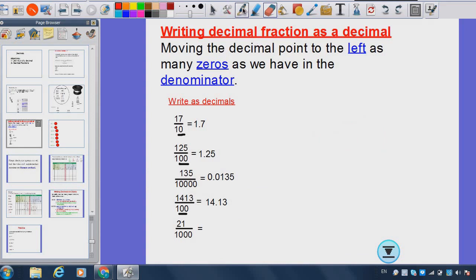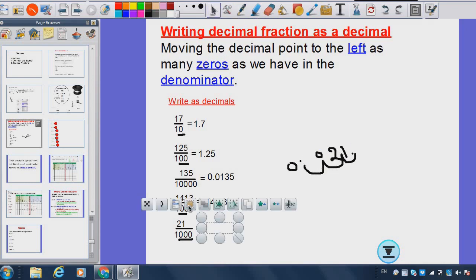Last one, 21 divided by 1000. So the decimal point is here, moving it 3 digits to the left because I have 3 zeros. So 1, 2, and 3. I will put a 0 here, and here I will put a 0. So it will be 0.021.